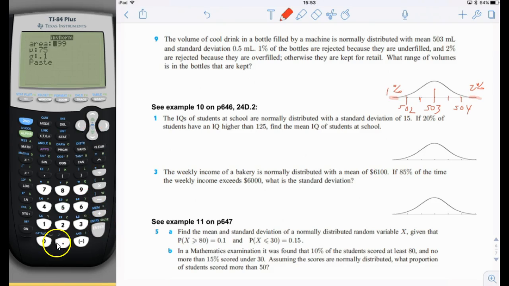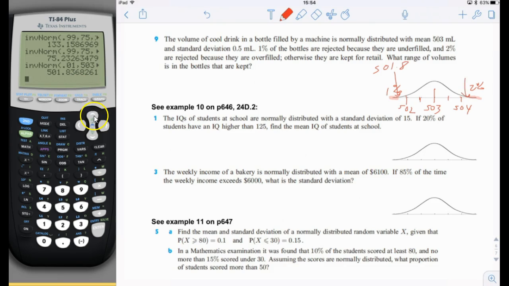And we're going to put in that it's the bottom 1% because the bottom 1% are rejected. And the mean is 503, and the sigma is 0.5. Okay. 501.8. So the bottom 1%, this K here, is 501.8. And then what about this marker here?